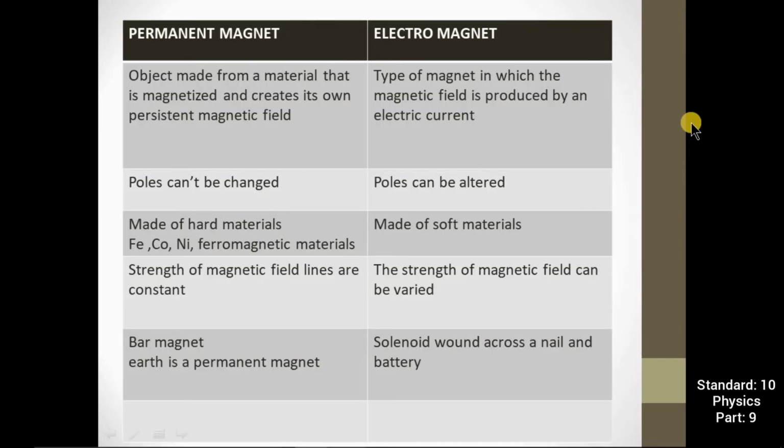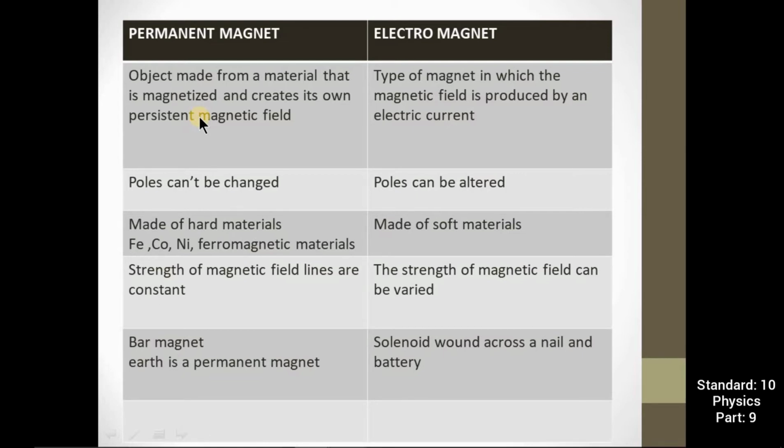A bar magnet is also a permanent magnet. The bar magnet or the permanent magnet will be made of a naturally magnetized material, and it creates its own magnetic field, which is persistent or permanent.